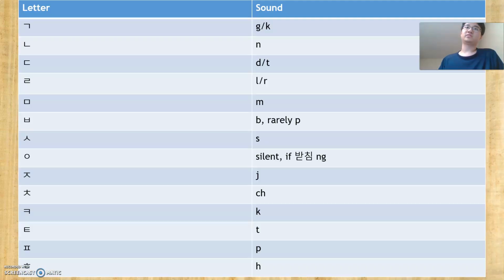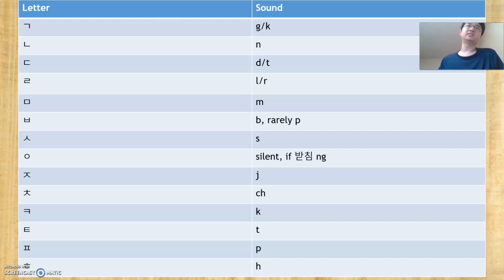So today wasn't a very hard lesson, and we just go over the major consonants. All you have to do is just memorize how they look and memorize their sounds, and we get to form words in the next few lessons. So let's do the review.